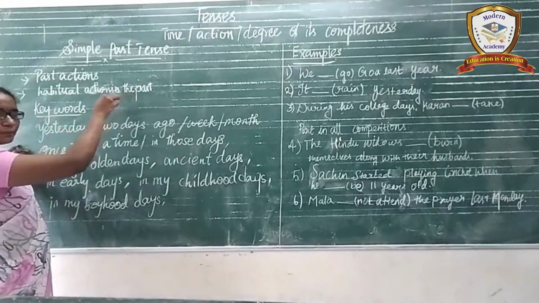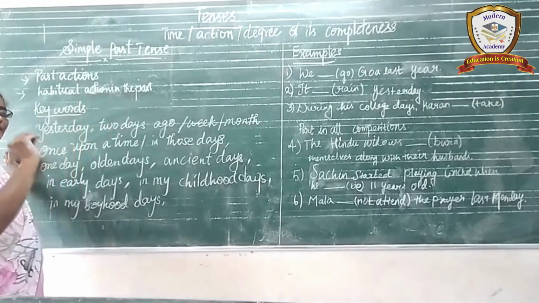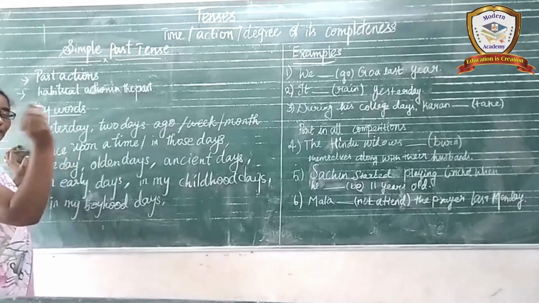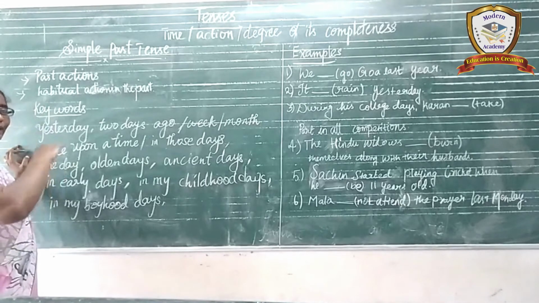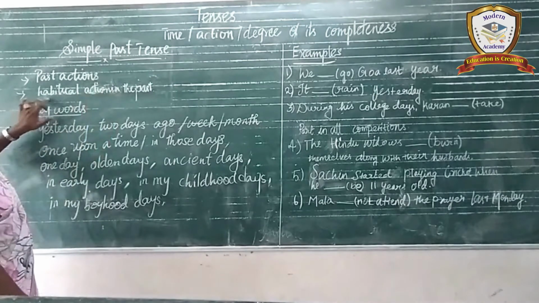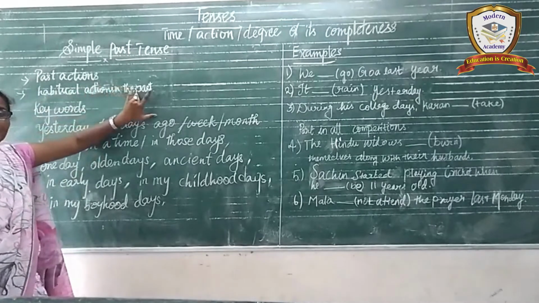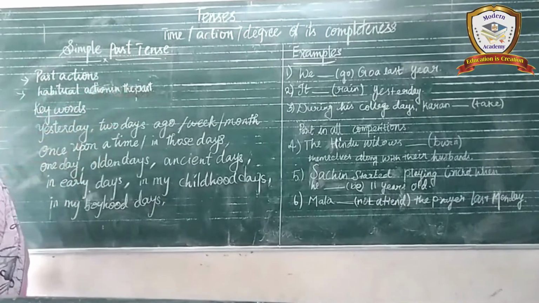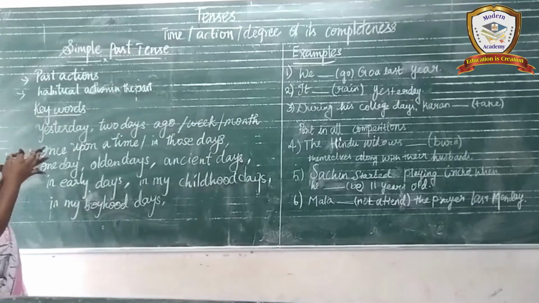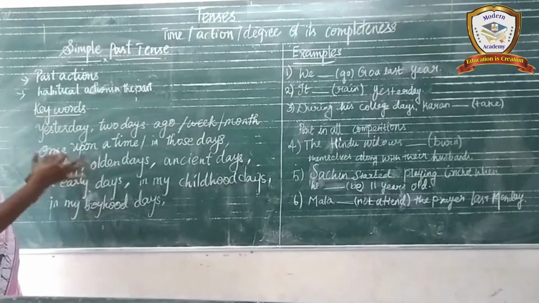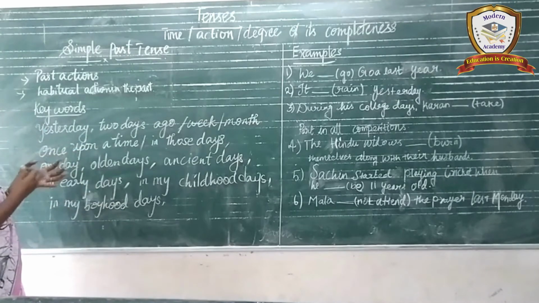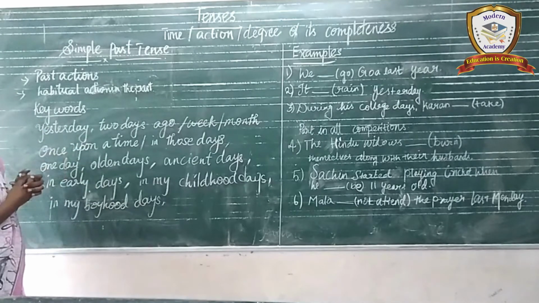But in this type of sentence, how do you identify? During my childhood days, during my boyhood days, during my girlhood days, during the adulthood days. Understand? These are the words for habitual actions in the past. These clue words help us to identify the past actions.